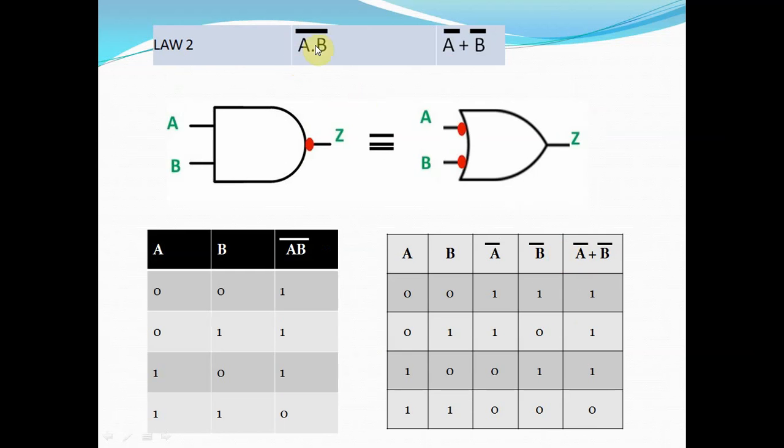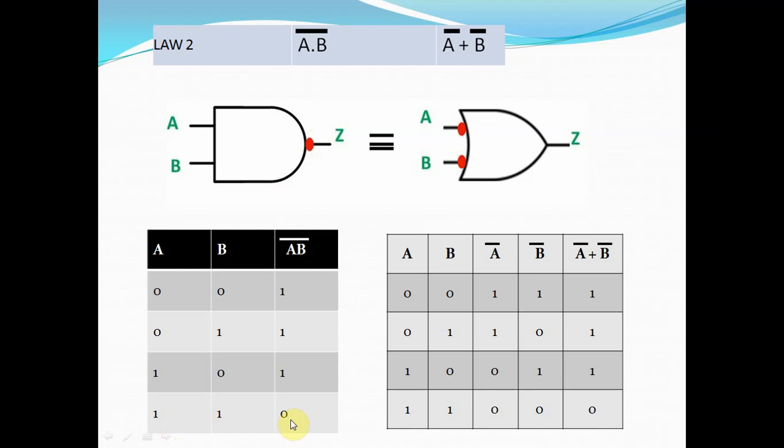Next, (A·B) complement is equal to A bar plus B bar. This is another law of De Morgan's, which is the same one, easily analyzed with the help of a truth table. Suppose A and B are the inputs. What will be the output? (A·B) complement.